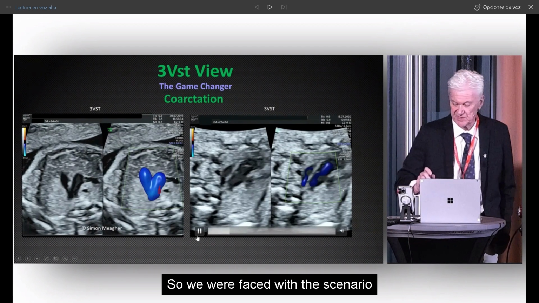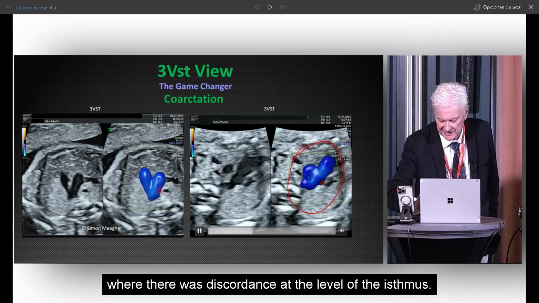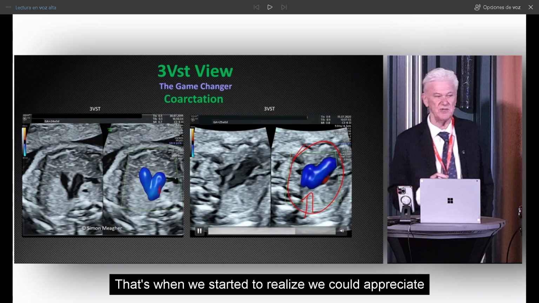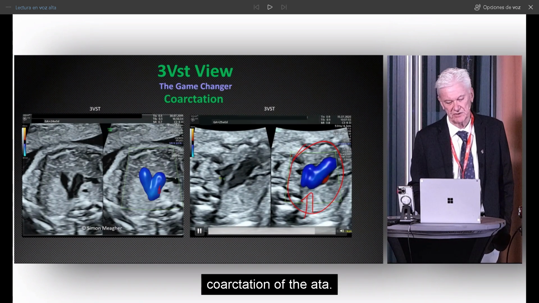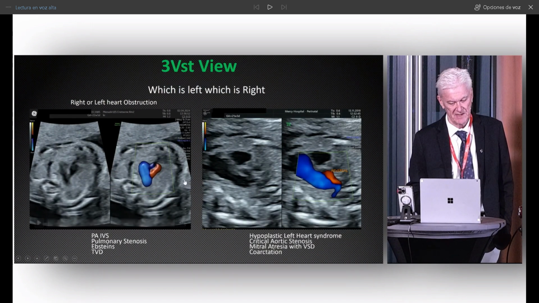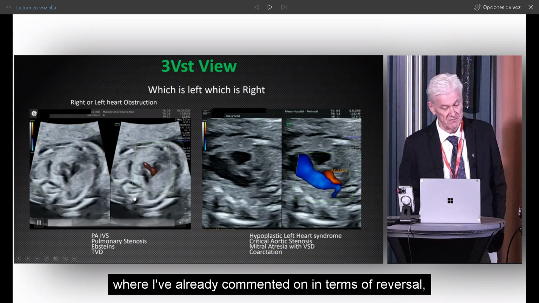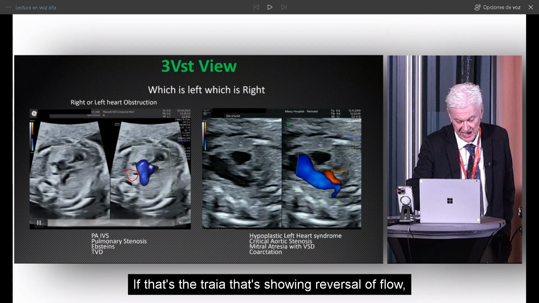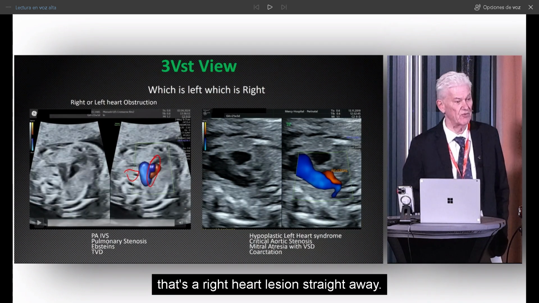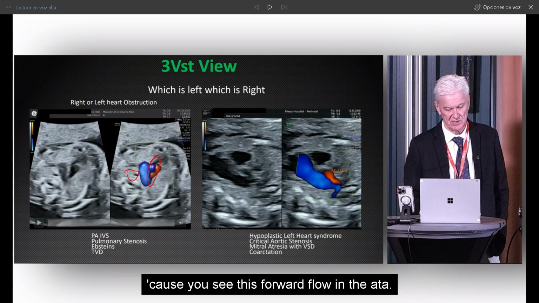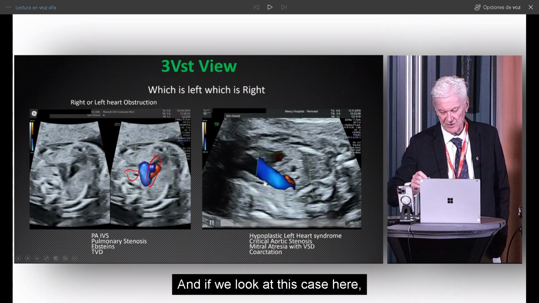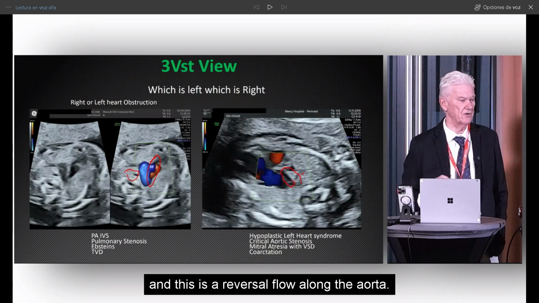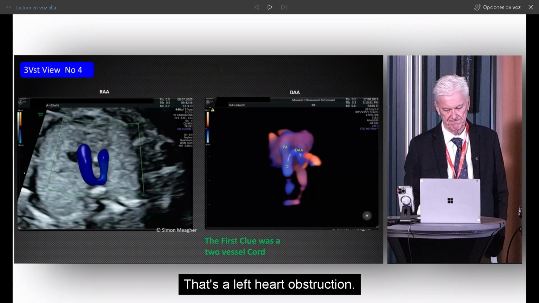So when we were faced with the scenario where there was discordance at the level of the isthmus, that's when we started to realize we could appreciate coarctation of the aorta. It was a game changer. But at the same time, it's a point where I've already commented on in terms of reversal. These are different cases. If that's the trachea, that's showing reversal of flow. That's a right heart lesion straight away, because you see there's forward flow in the aorta. And if we look at this case here, we can see there's the trachea, and this is a reversal of flow along the aorta. That's a left heart obstruction.